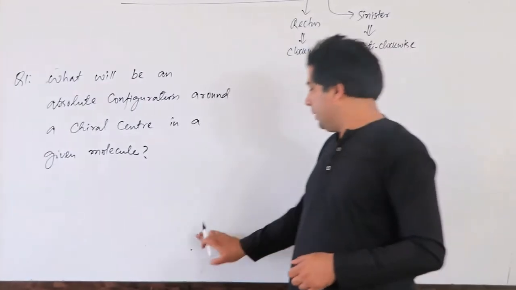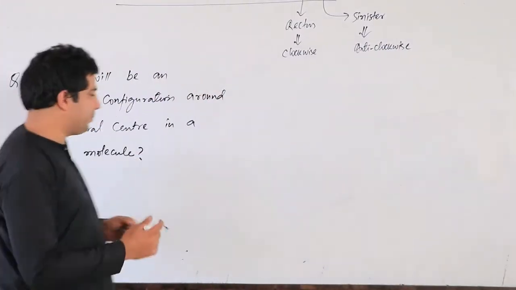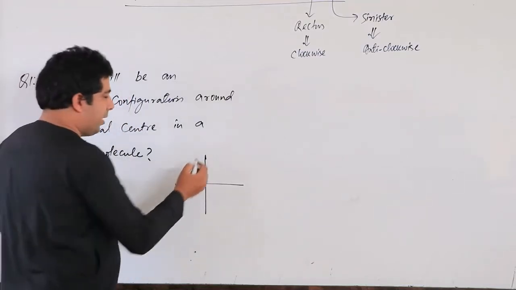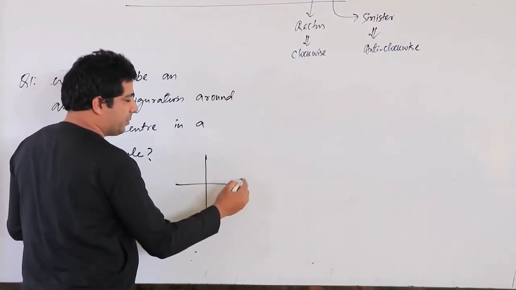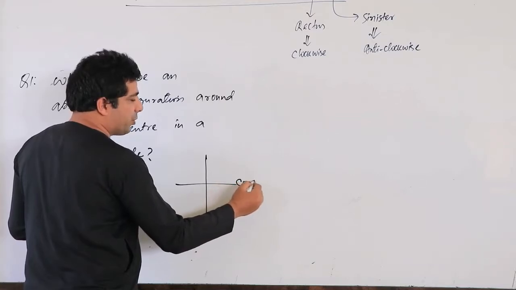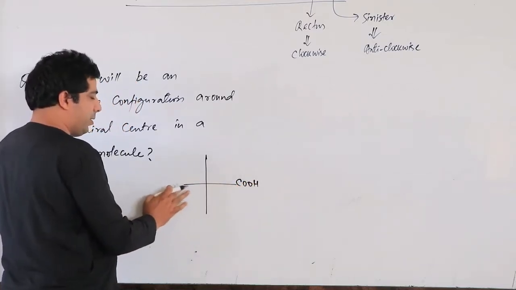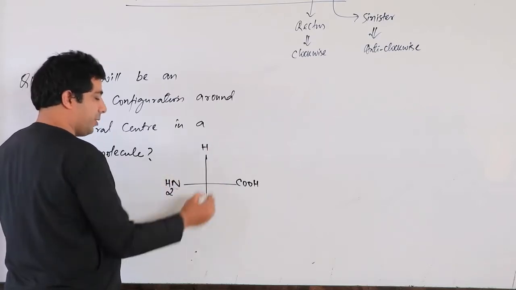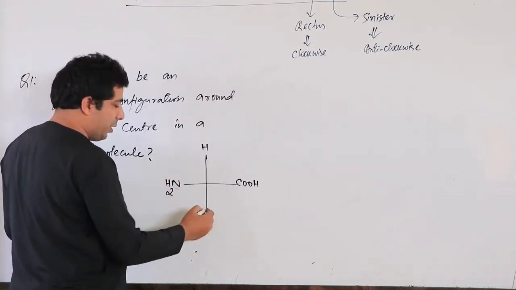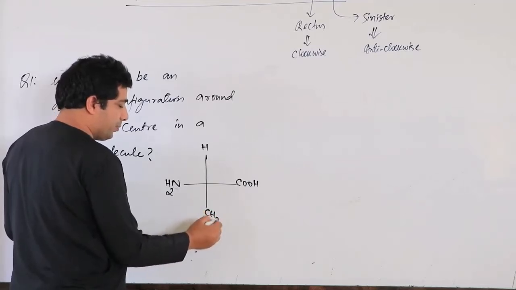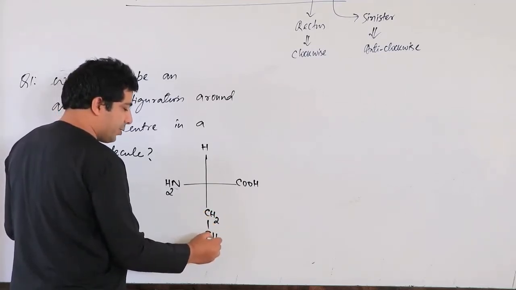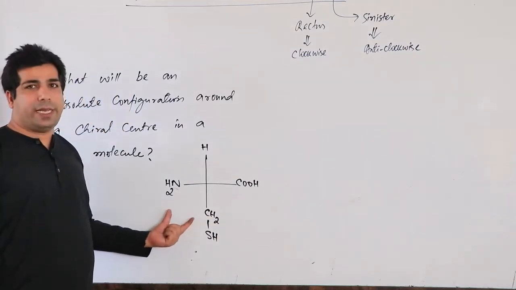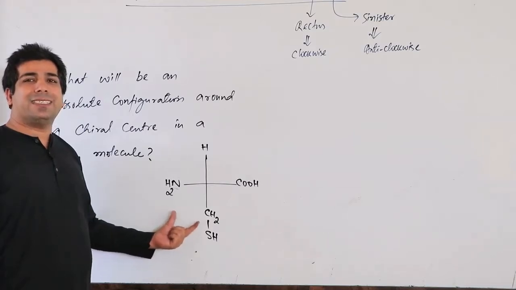So a molecule is given to us. Have a look. If we talk about this particular molecule, we have here, let us suppose, COOH, and here we have NH2. Here we have H, and here, let us suppose, we have CH2, then SH. Let us suppose this is our amino acid. Everybody knows that this is the cysteine amino acid.